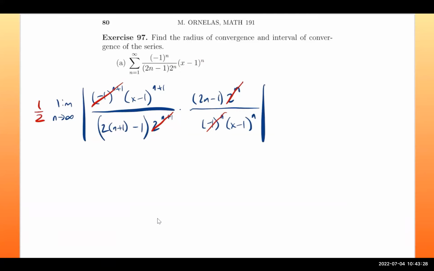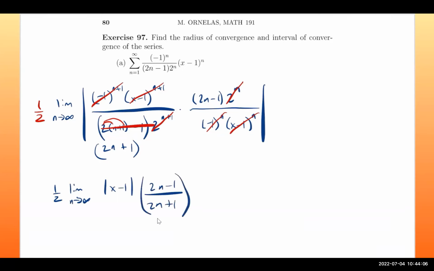Let's see, if we distribute here and subtract 1, simplify that, that's going to be 2n plus 2 minus 1, which is 2n plus 1. So I'm just going to cancel that out and rewrite the simplified version. So this divided by this, and then these two terms are going to cancel, and you're going to be left with x minus 1 to the first. So our new limit becomes 1/2 times the limit as n approaches infinity of the absolute value of x minus 1, and then you have the whole 2n minus 1 over 2n plus 1.